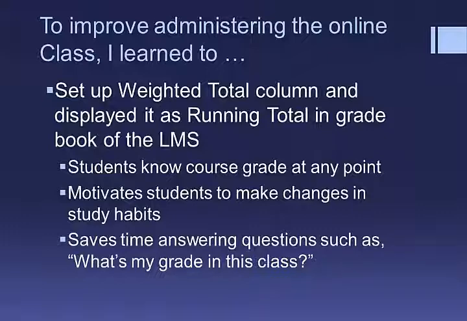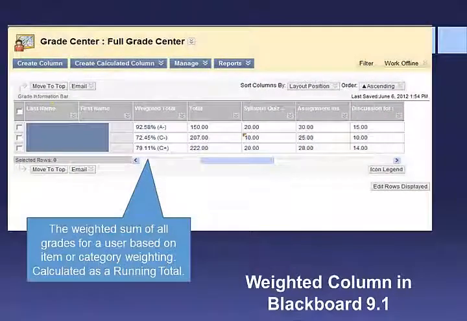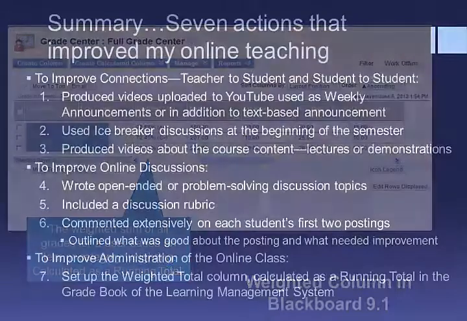I teach introductory classes, so I have this question often when I don't set up that weighted total column used in the LMS. Here's an example of Blackboard's weighted column, Blackboard 9.1. You can note here that the schema does show both the percentage and the letter grade, but you don't have to do both in Blackboard. You can do one or the other. And as I said, I found that this was very useful for my students.